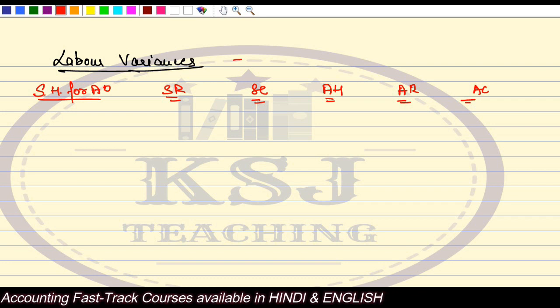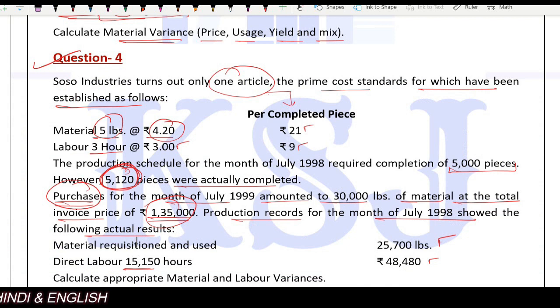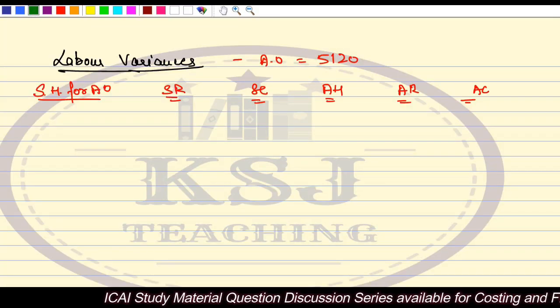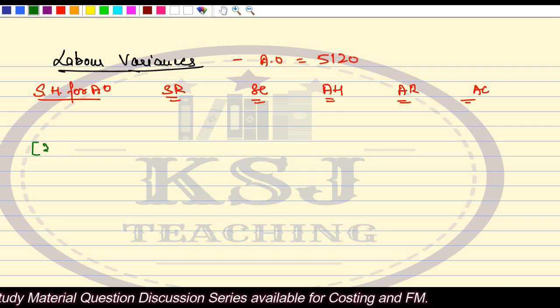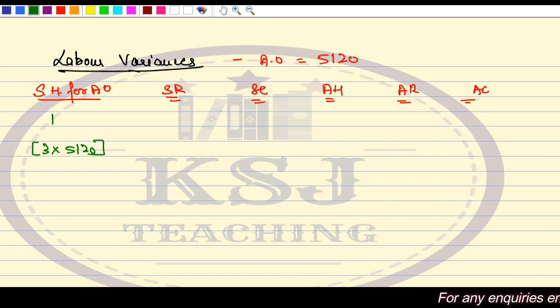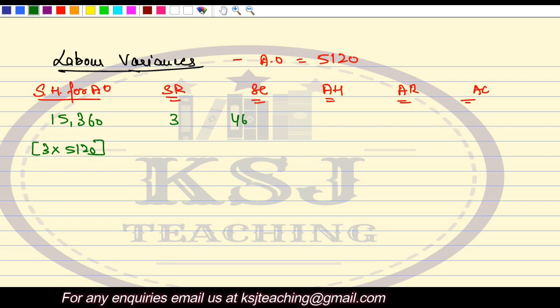Now what is my actual output? My actual output is 5120 units. Now the question says that for 1 unit 3 hours are required. So that means for 5120 units how many hours will be required? So for this will be 3 multiplied by 5120, 5120 multiplied by 3, that will be 15,360. What is standard rate? 3 rupees. It is given in the question. Then standard cost is 46,080.